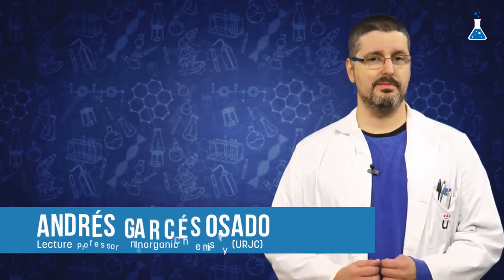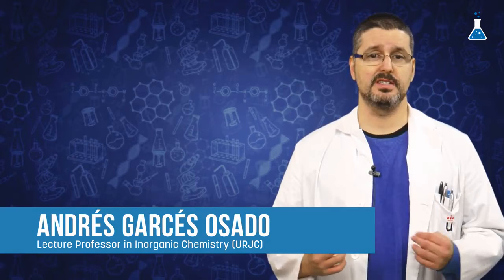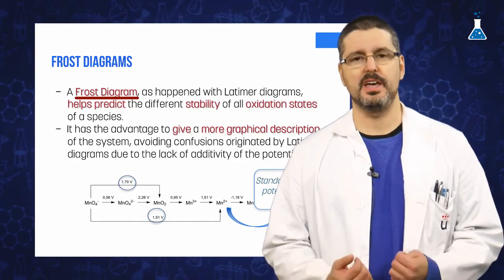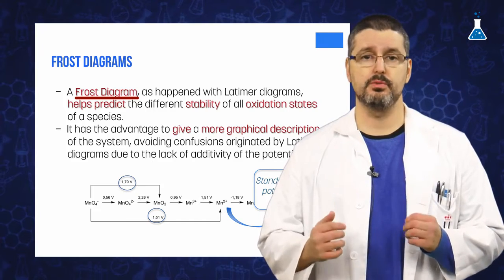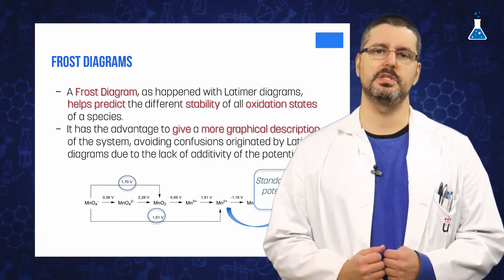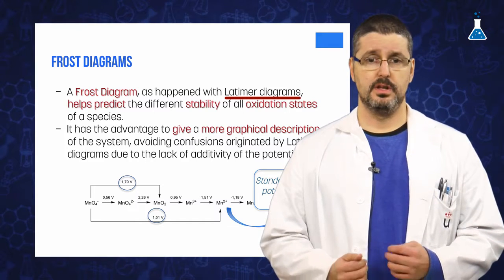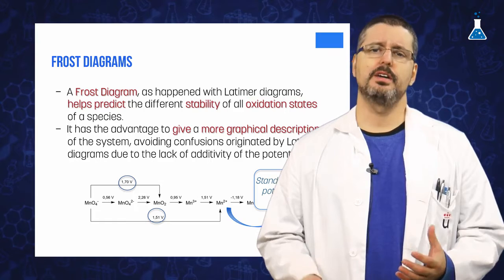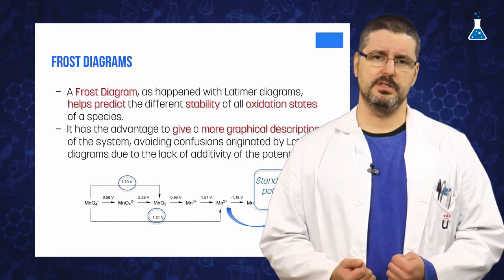Another type of diagram, most useful to visualize the stability of different oxidation states of an element, is a Frost diagram or Frost-Ebsworth diagram. This type of diagram gives a more graphical description of a given system. Latimer diagrams are sometimes confusing due to the lack of additivity of the potentials.